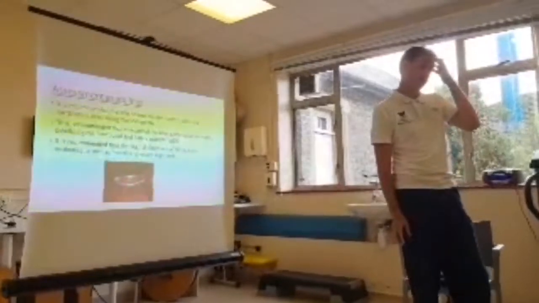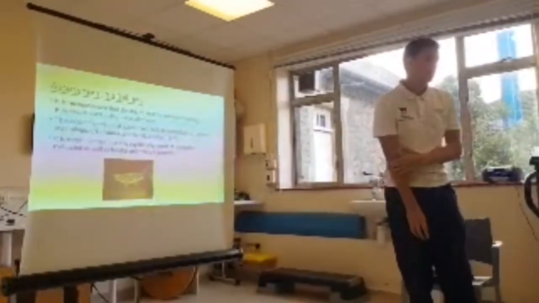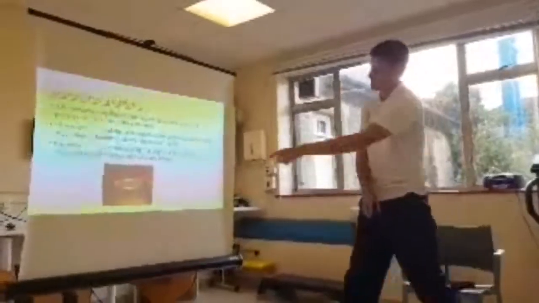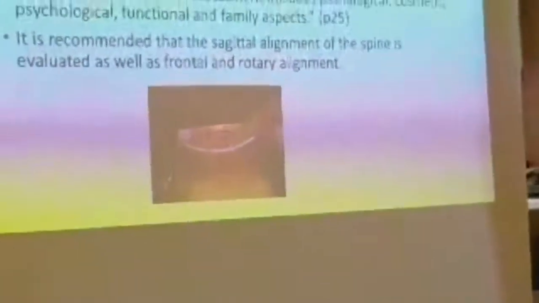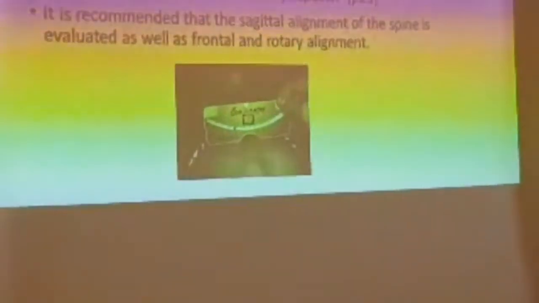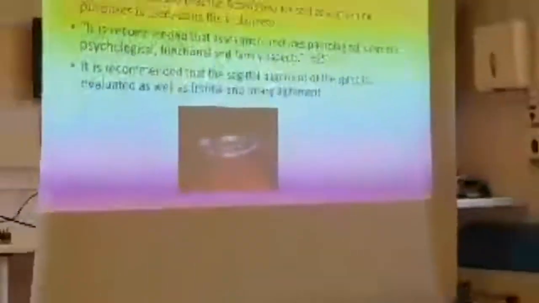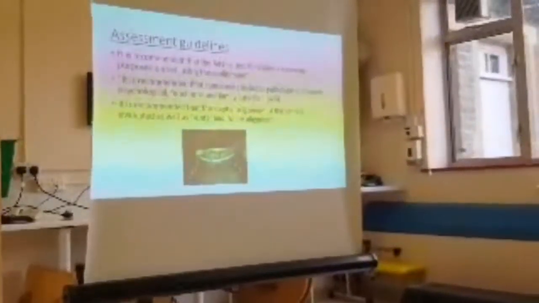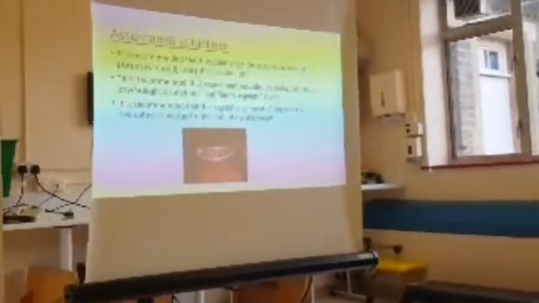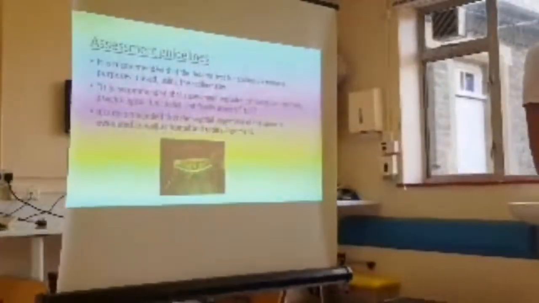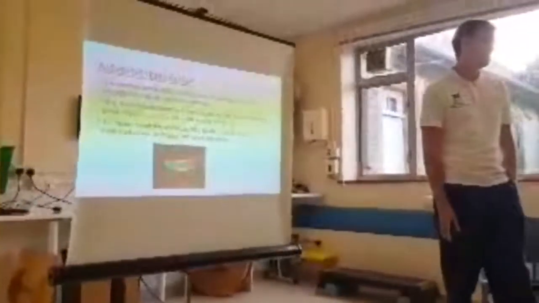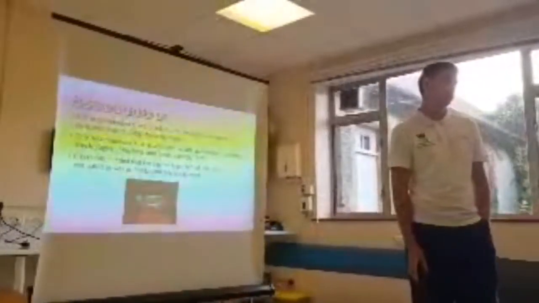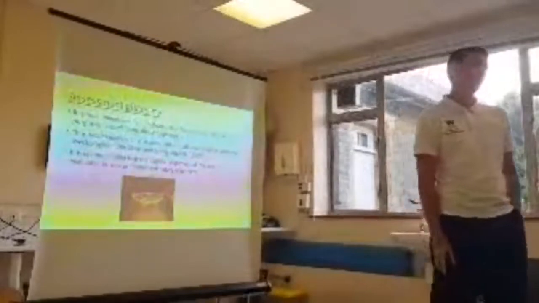So what are the assessment guidelines? It's recommended that the Adams test for scoliosis screening purposes is used with a scoliometer. You can see that at the bottom there, that picture there. It's almost like a protractor type thing, so you can look at the angle of the rotation. It's also recommended that assessment includes pathological, cosmetic, psychological, functional, and family aspects. We do this with quite a lot of our patients anyway, but more particularly with people with scoliosis. So I'll give you the extremes of more with the psychological, one with myself and one with a patient.